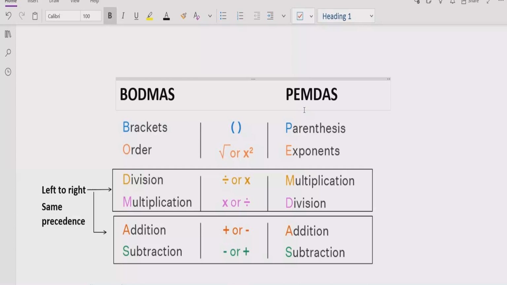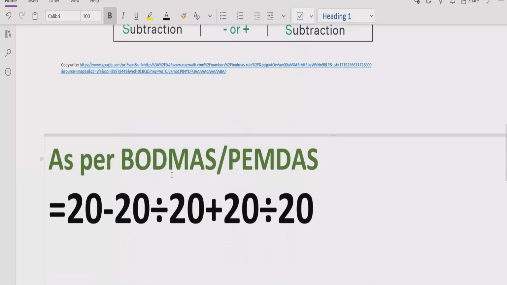One more thing, you have to solve division and multiplication simultaneously. What will we do? You will go left to right in your expression and find out which operation is coming. If division is coming first, you have to solve the division first. And if multiplication is coming first, you have to solve the multiplication first. Similarly, for addition and subtraction, we have the same rule. Both have similar precedence. So we can solve addition first if it is coming first, and we can solve subtraction first if it is coming first. Now, move forward to solve the given expression.